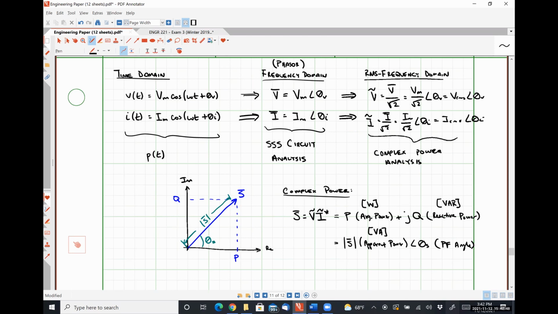Because S is a complex number, since it's a power, it's not particularly in the RMS phasor domain or the frequency domain. It's actually both of them because it doesn't matter. We could use V bar and I bar if we just put a factor of 1/2 in front, and we get literally the exact same results. That's where that average power equation comes from.